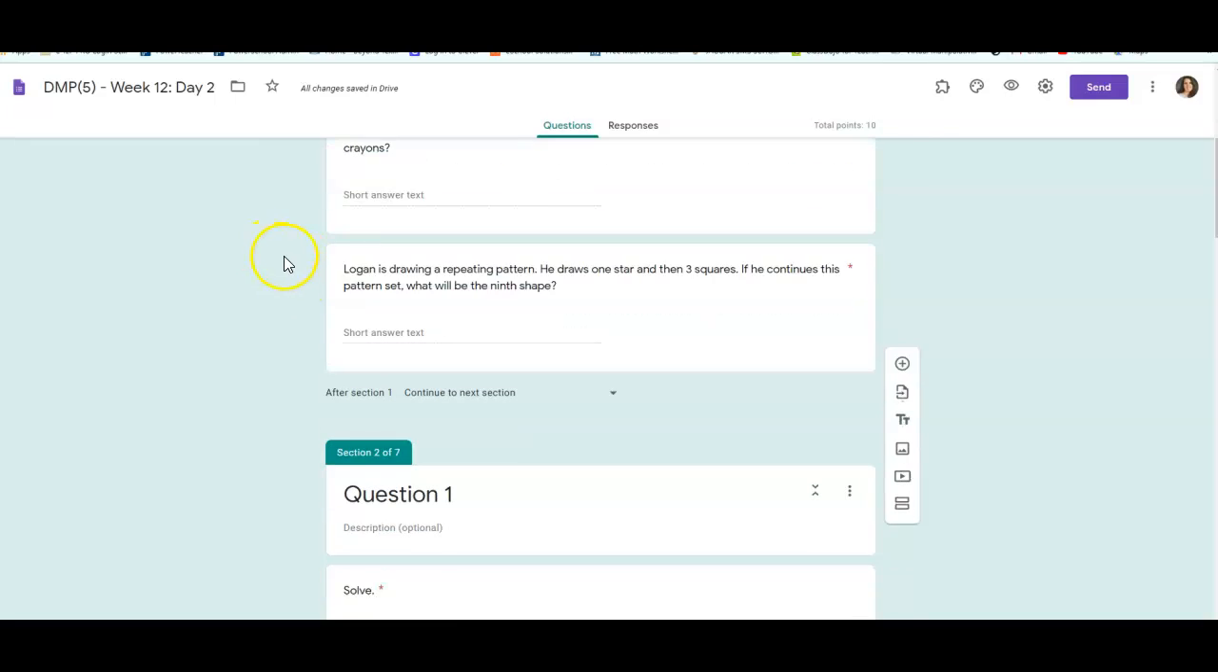Question number 2. Logan is drawing the repeating pattern. He draws 1 star and then 3 squares. If his pattern continues, what will be the 9th shape? So if we visualize what's happening here, star, 3 squares, this is the first shape, second, third, fourth. What will be the 9th shape?